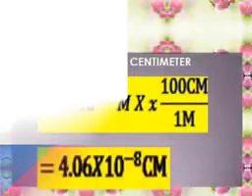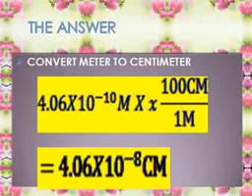To get the answer, we need to convert the value of the FCC unit cell to centimeter. 4.06 times 10 to the power negative 10 meter, times 100 centimeter divided by 1 meter. So we get 4.06 times 10 to the power negative 8 centimeter.